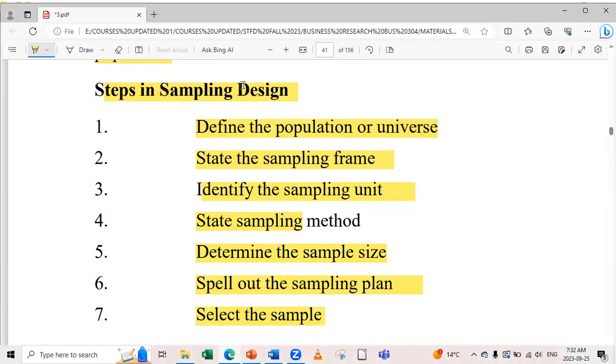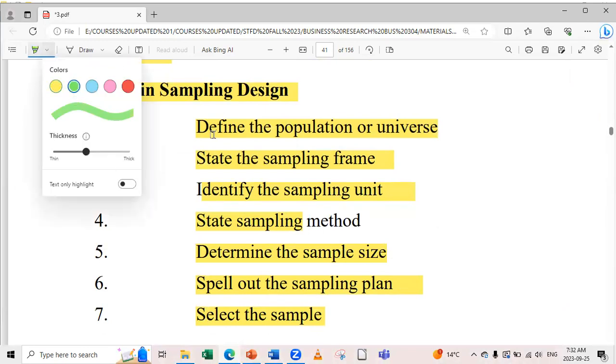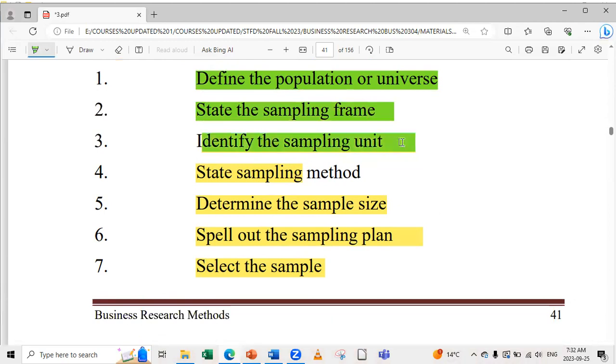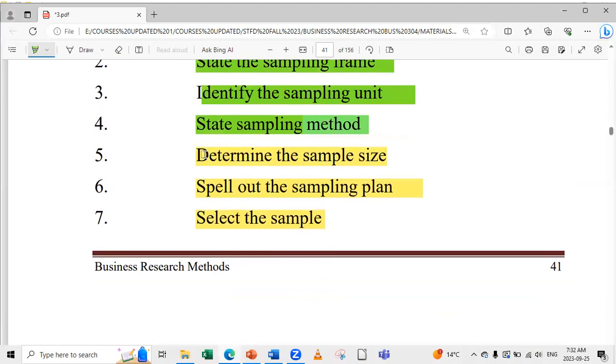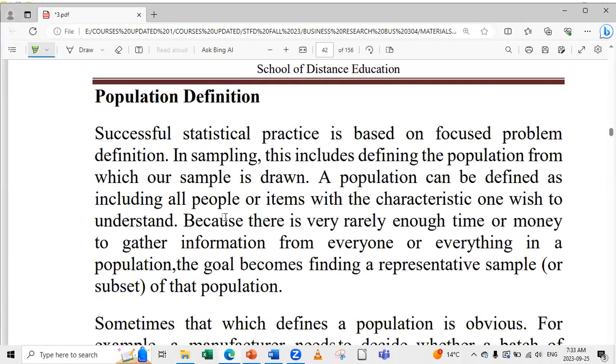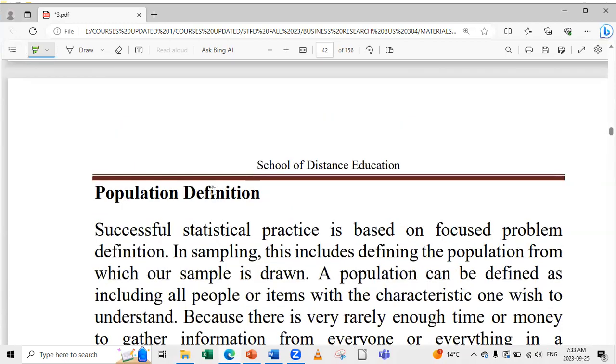I will say them again. First of all, define the population. Second, state the sampling frame. Third, identify the sampling unit. Fourth, state the sampling method. Fifth, determine the sample size. Sixth, spell out the sampling plan, what you will do in the sample. Seventh, select the sample. It will be shown to us now, one step by one step.